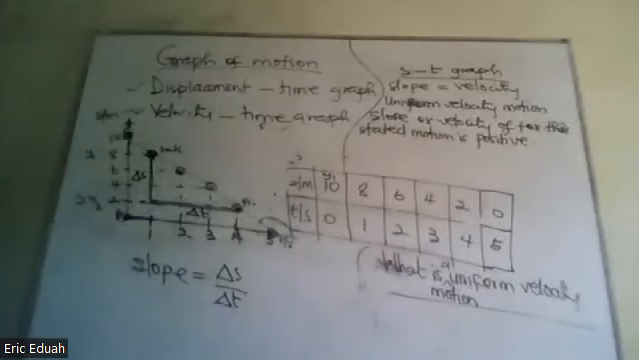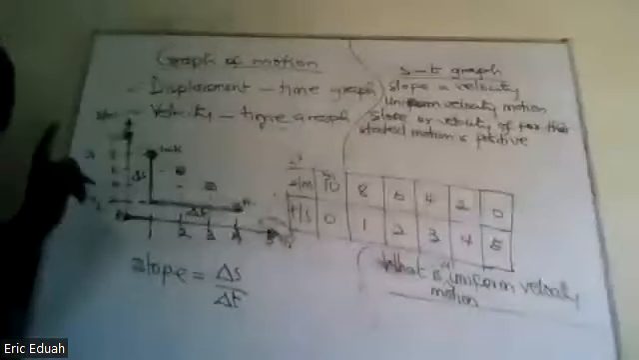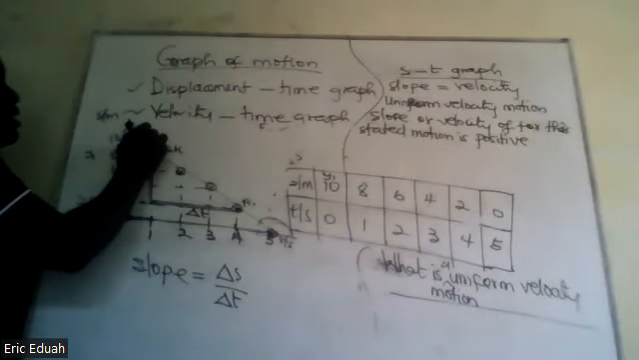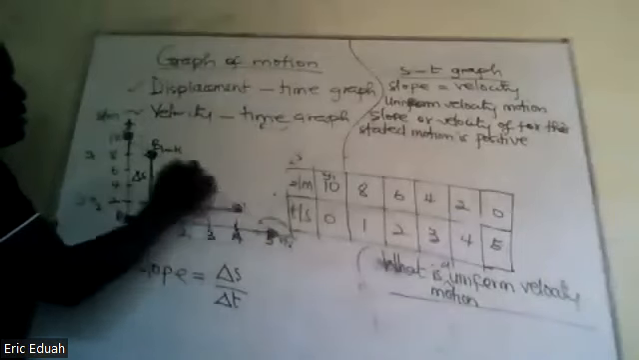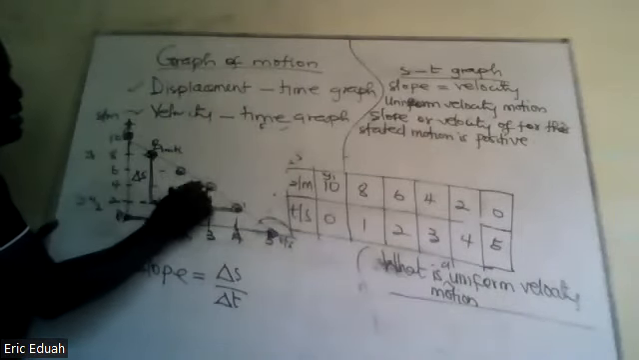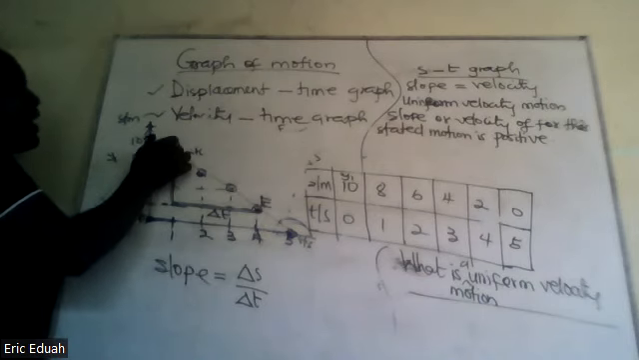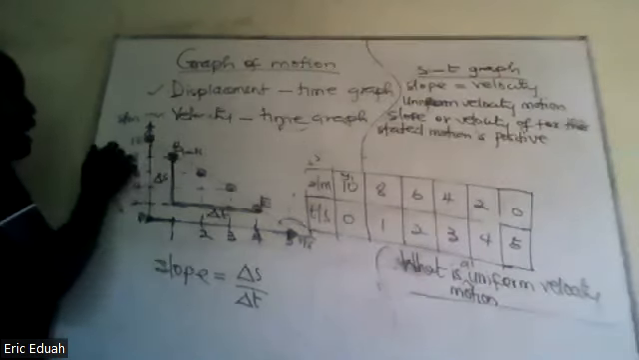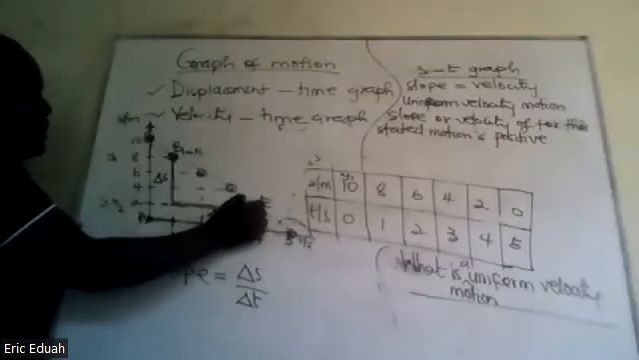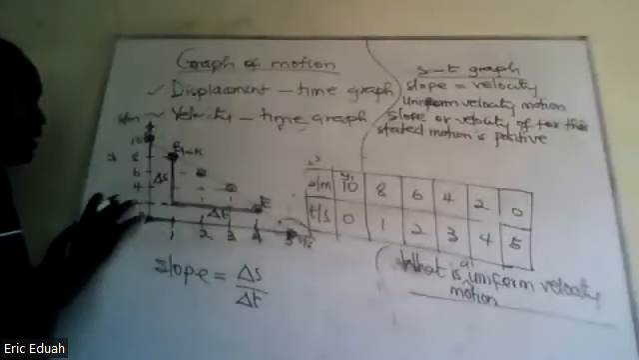But I am choosing this point. Everyone say A, B, C, D, E, F. So the 8 becomes my initial y1, whereas E becomes my final.